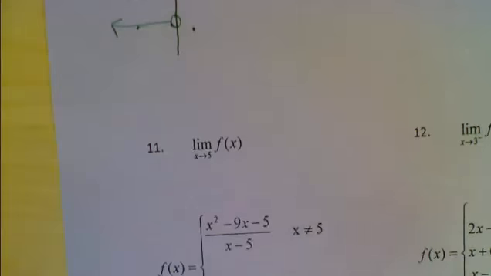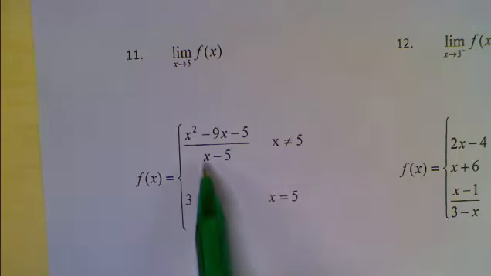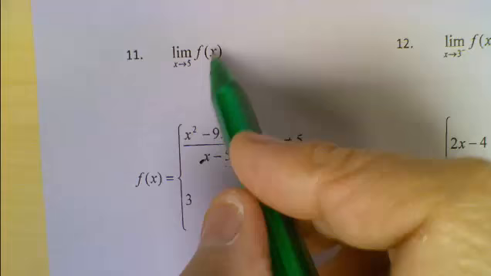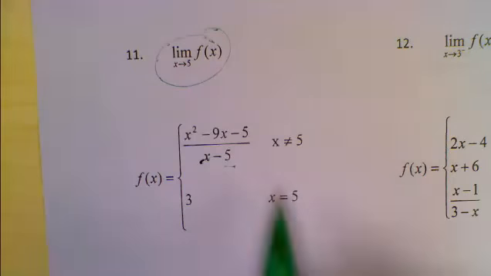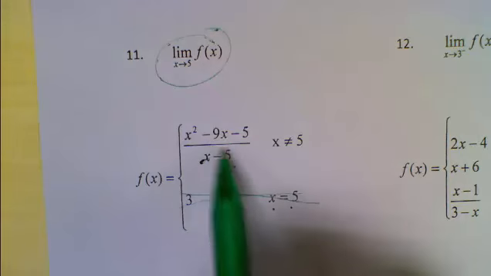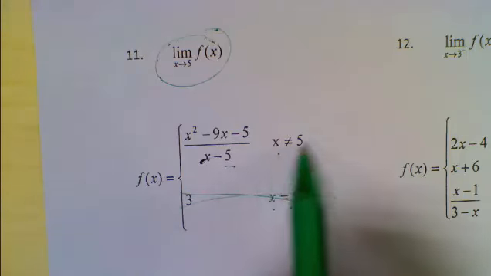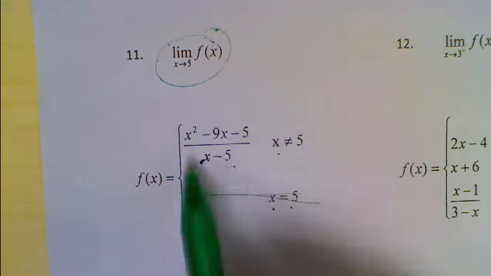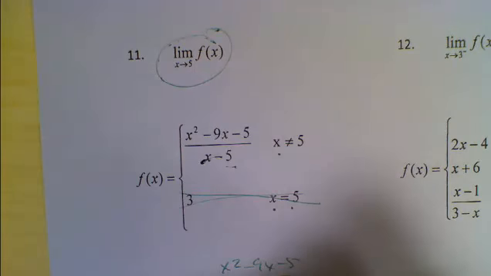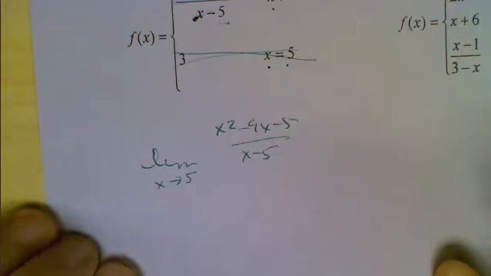Then the piecewise, just real quick on piecewise. When you're looking at piecewise, remember you're looking at coming from both directions. So when this says what's the limit as x approaches 5, I'm not looking at what happens when x equals 5. I don't care about what happens when x equals 5. I want to know what's the limit as x approaches 5. So this says everywhere else on the graph, it's going to follow this curve. So I'm really then going to look at the limit as x approaches 5 of x squared minus 9x minus 5, coming from both sides.